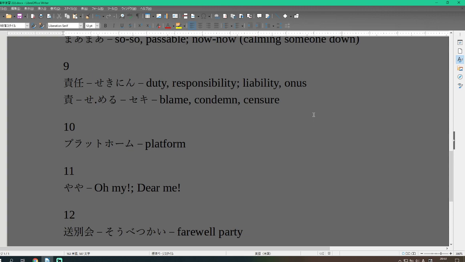Sekinin o totte. Seki on the left side is a blame, condemning, or a censure of something. Nin on the right side, answer key. Like we've done. Another kanji, Nimbo. We've done Nimbo. Nimbo is a mission that, like, they give you in a video game. I think I have. How have I not done Nimbo? We'll be adding it to a new list today. Ah, because it's an N1, that's why. Haven't quite gotten to those yet.